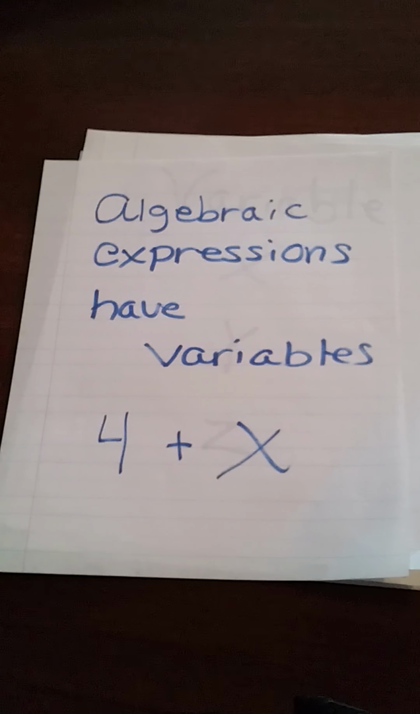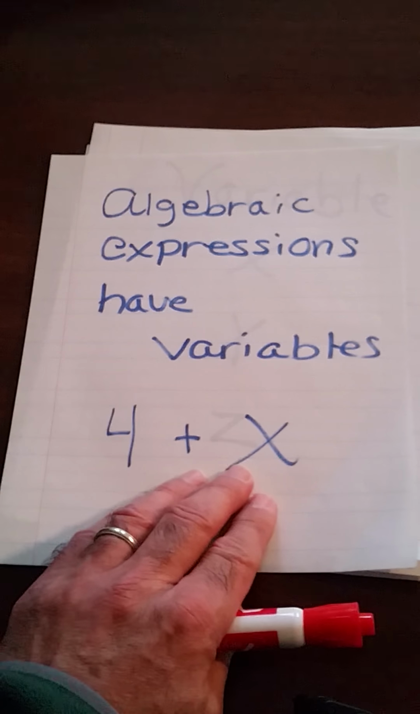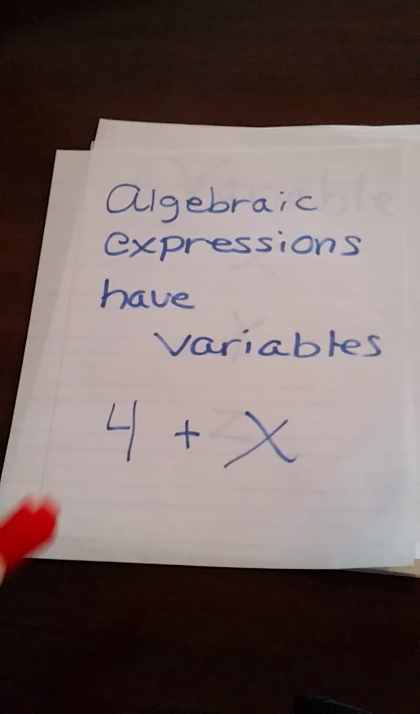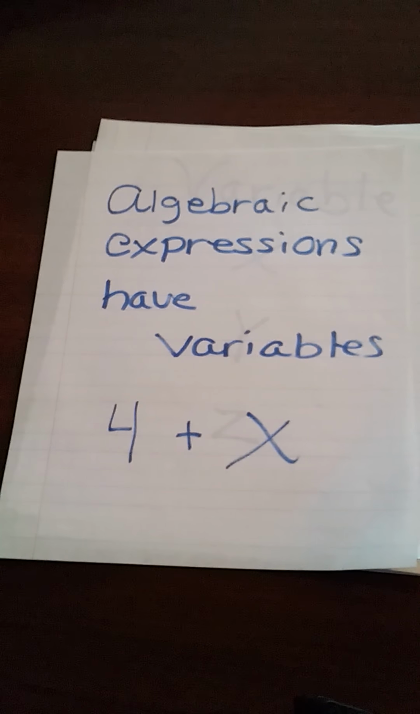When we write 4 plus x, we're saying 4 more than a number. We don't know the number. We're just saying it's 4 more than this number. Or you can say a number more than 4, because with addition it's commutative.